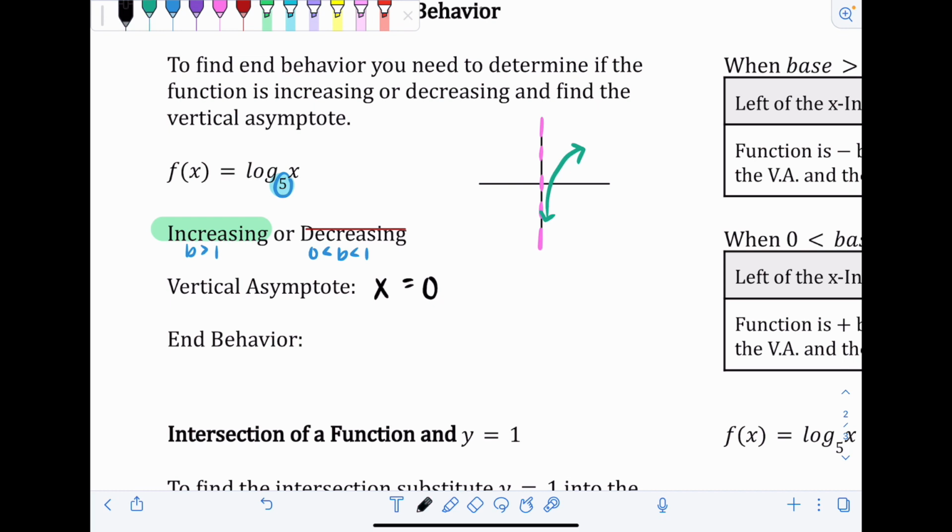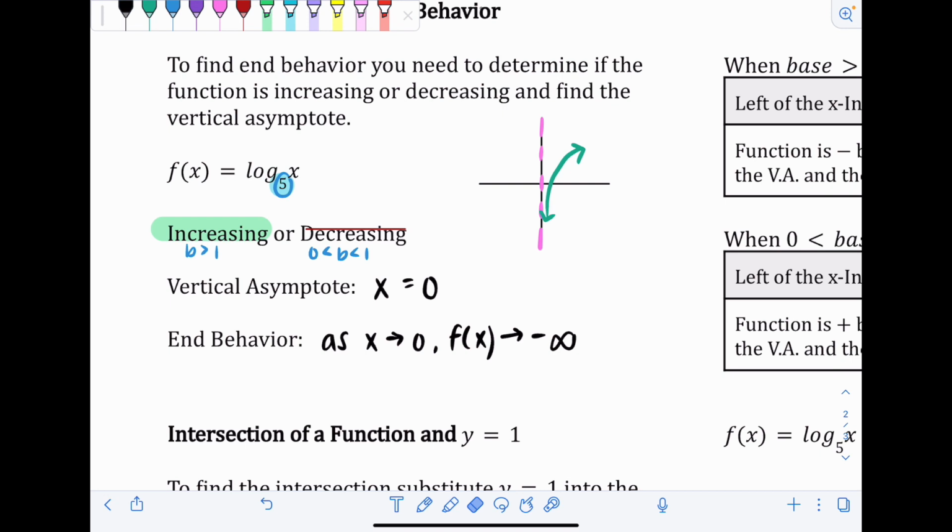So for end behavior, we'll do the left side of the graph. So as x approaches, and on the left side of the graph, x is approaching the asymptote. So this one would be as x approaches 0, because that's what the asymptote is. f of x approaches, and that's asking if it goes up or down. So as it approaches the asymptote on the left, it goes down. So f of x would approach negative infinity.